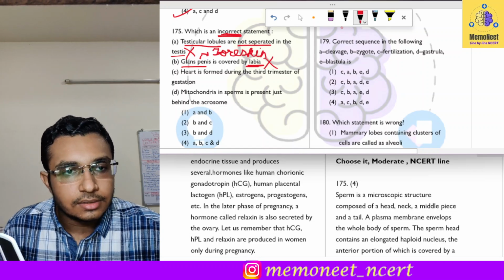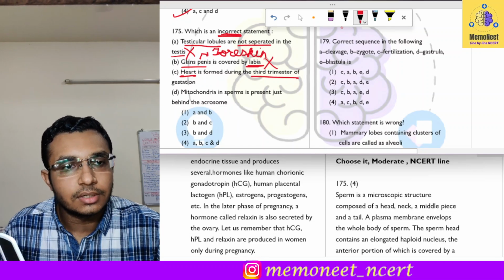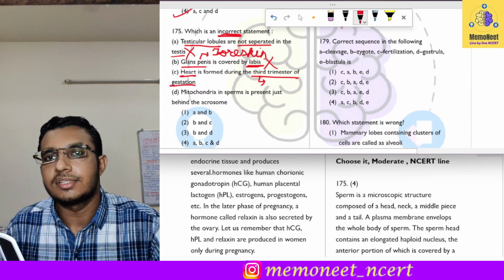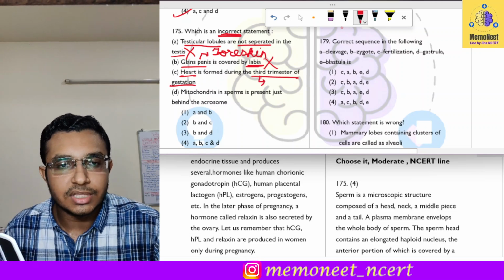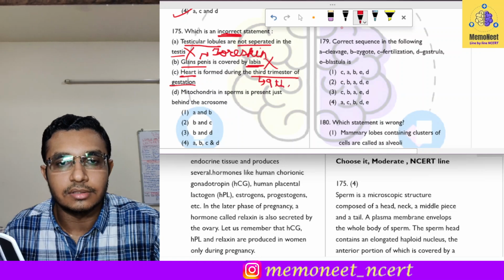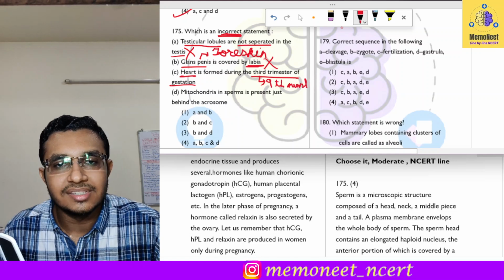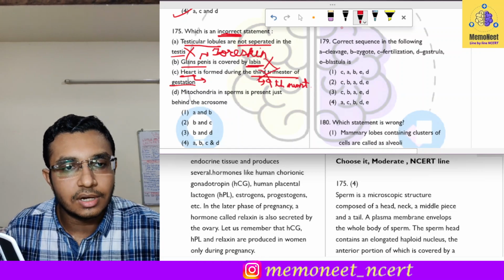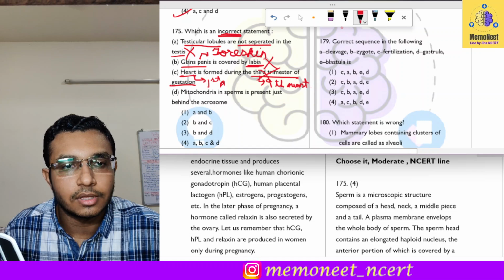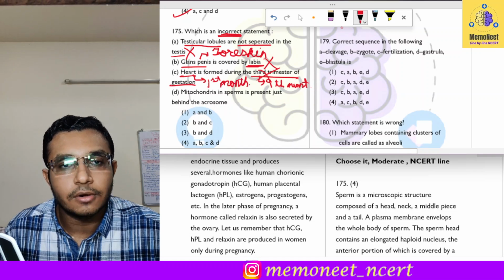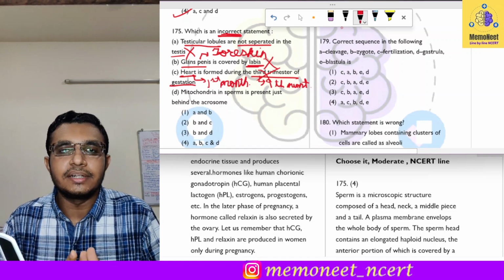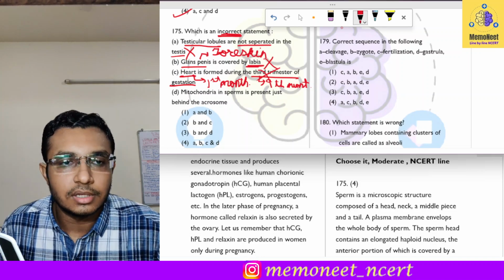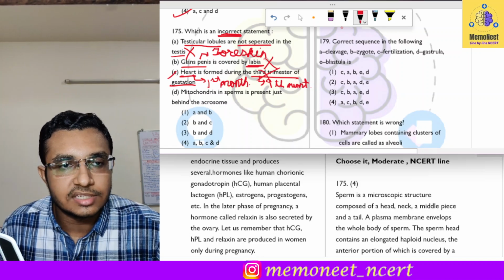Then third is heart is formed during the 3rd trimester of gestation. Now what is the meaning of 3rd trimester of gestation? The 3rd trimester means at the end of 9th month. Is this correct? No, this is incorrect, because heart formation occurs during the 1st month only, and the first sign of living fetus is by hearing the sound from the stethoscope. So statement C is also incorrect.